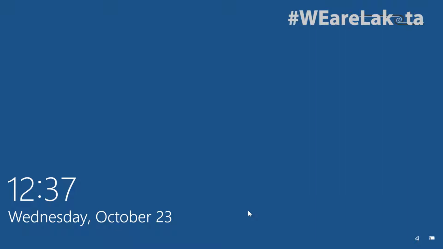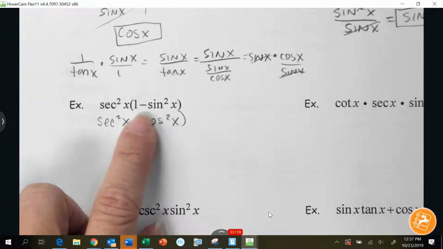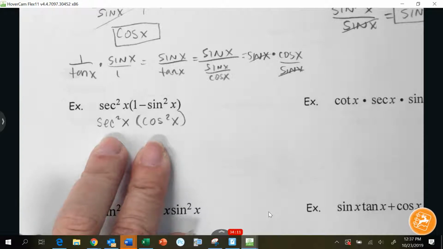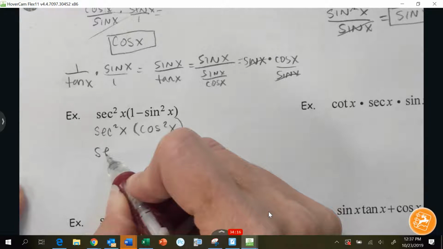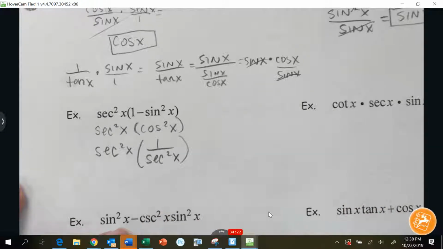Okay, so if we have secant squared x times cosine squared x. All right, so if we have secant squared x, and then he said take 1 minus sine squared x and change it into cosine squared x. What should we do now, Mike? Okay. Change cosine squared x into 1 over secant. That's what you're saying, right? And then we're going to multiply straight across, and what are we going to get for our answer?